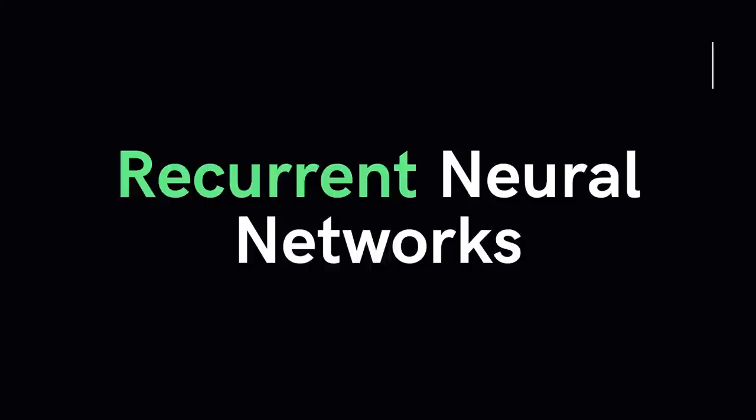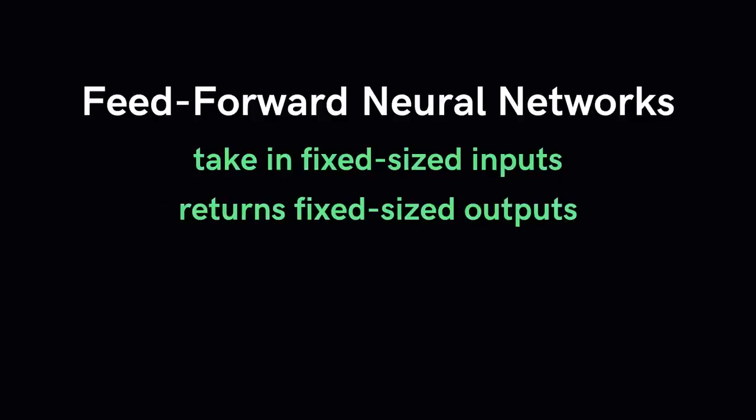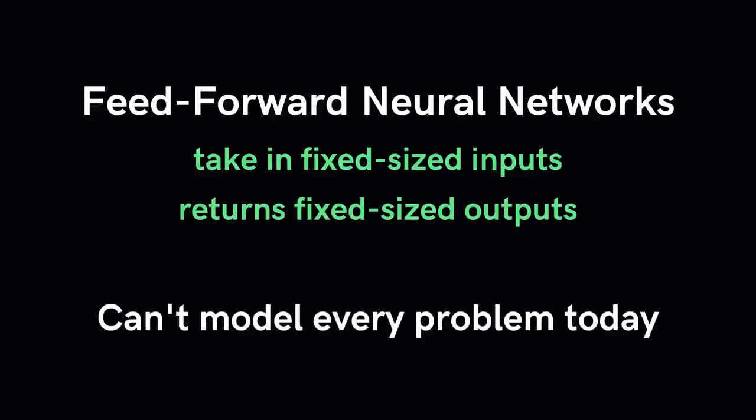All the neural networks we've discussed so far are known as feed-forward neural networks. They take in a fixed-sized input and give you a fixed-sized output. That's all it does. And that's what we expect neural networks to do: take in an input and give a sizable output. But as it turns out, these plain or vanilla neural networks aren't able to model every single problem that we have today. To better understand this, use this analogy.